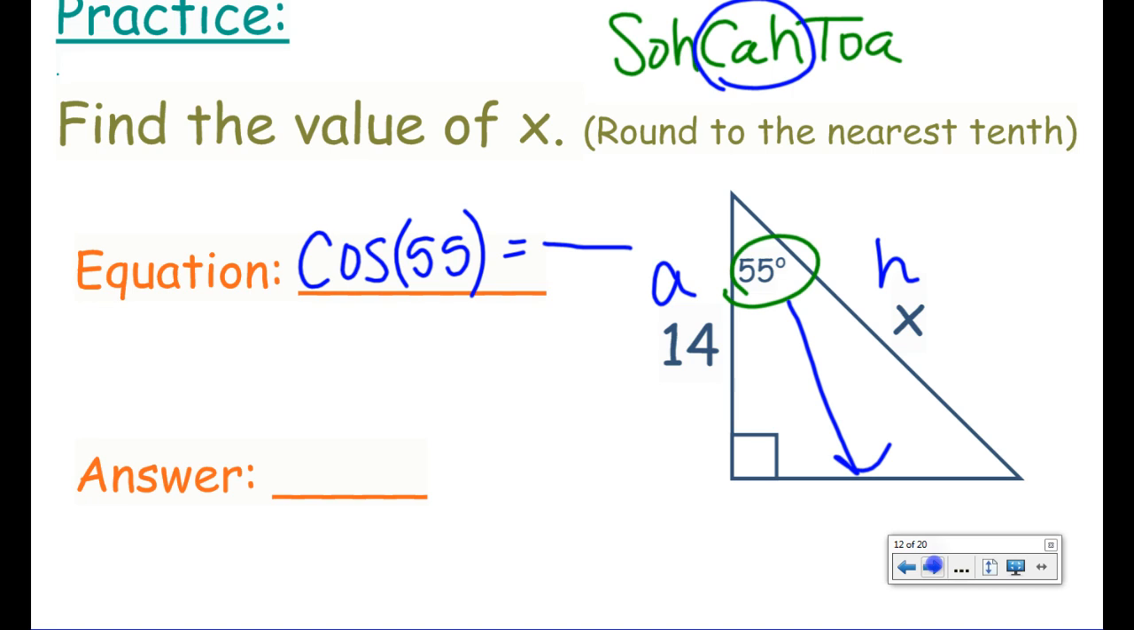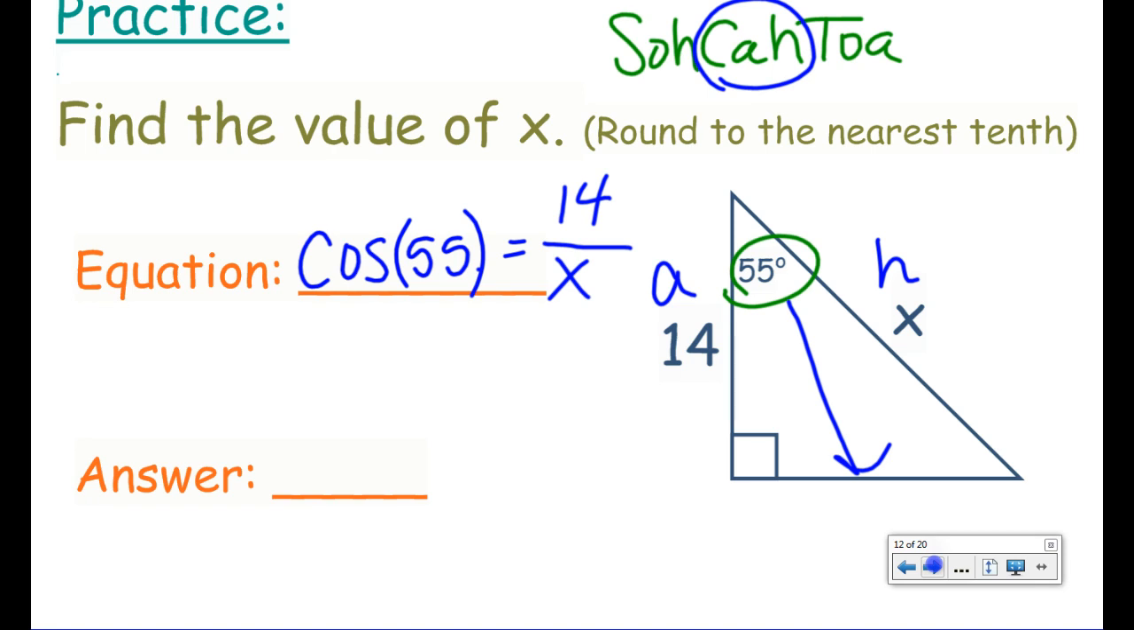All right, cosine is adjacent over hypotenuse. That's what your formula says. So I'm going to put 14 over x. Here's the part where you decide where x is. It's like where's Waldo? Is x in the numerator or the denominator? Denominator. Denominator, divide.